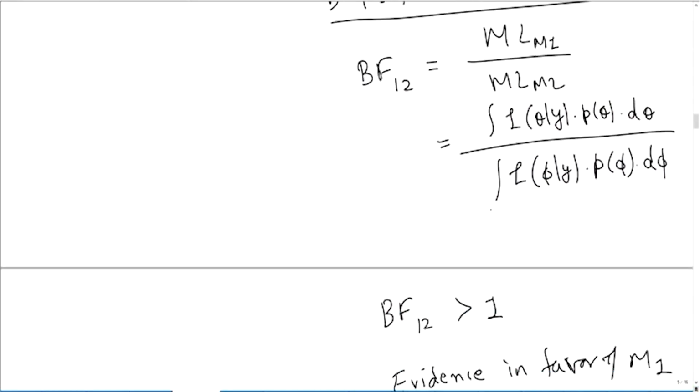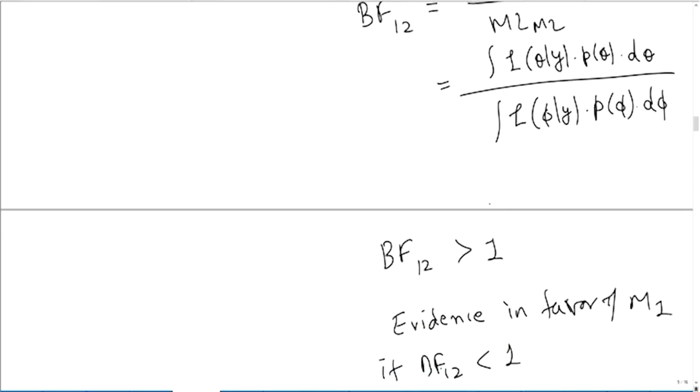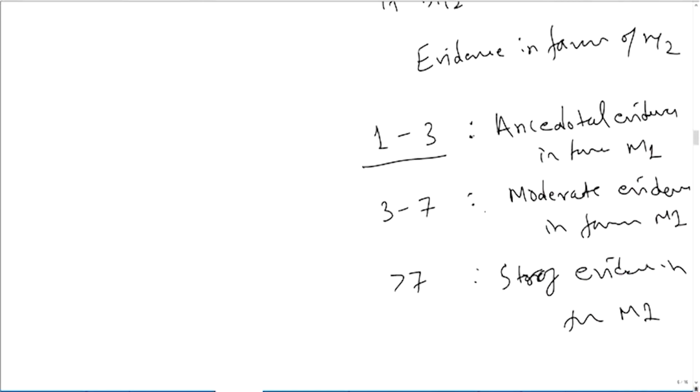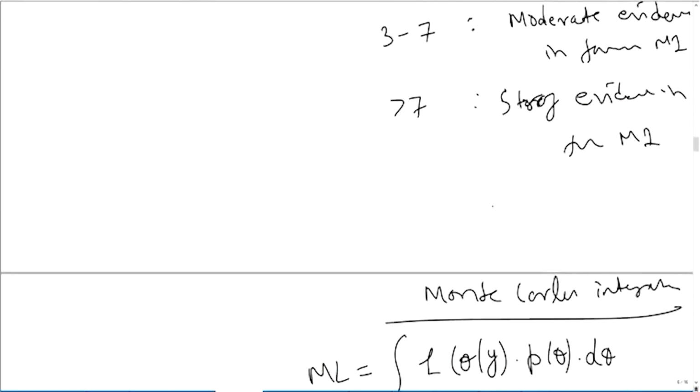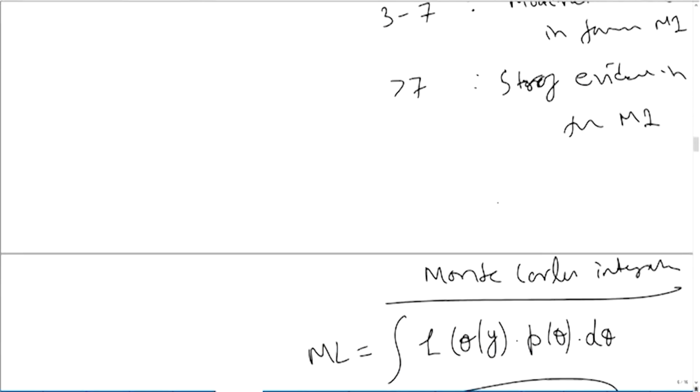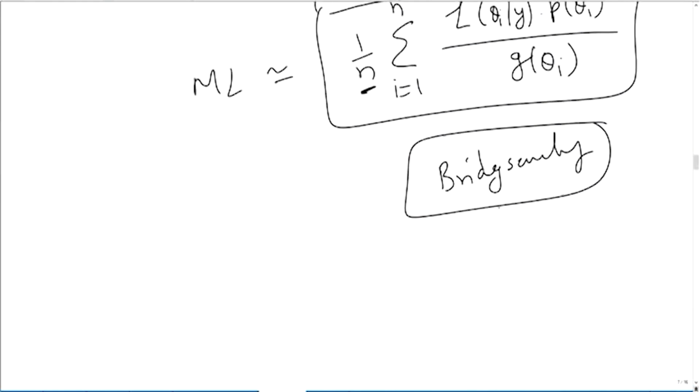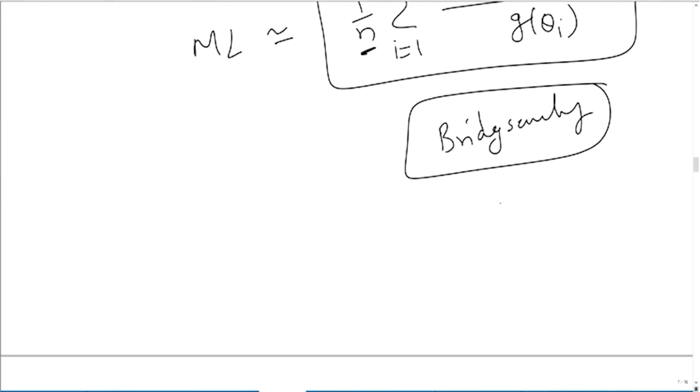But in order to calculate these marginal likelihoods, you might need some computational method like Monte Carlo integration, because you won't be able to solve it using analytical methods. In the next lecture, we will take some simple example and estimate evidence in favor of a model given another model.